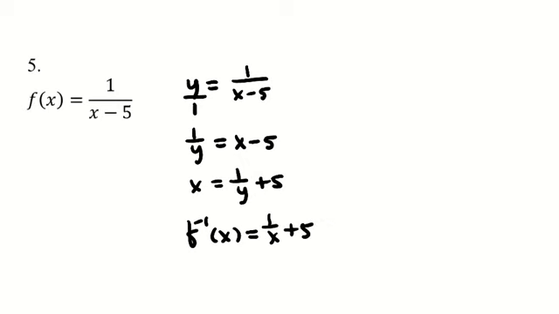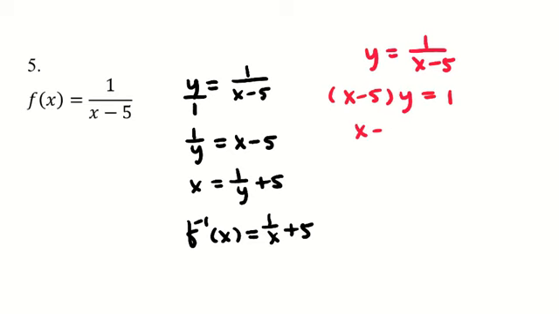But maybe you're not comfortable with that operation, right? You're like, oh, I'm not sure that works. What you could do instead is say y equals 1 over x minus 5, and then multiply both sides by x minus 5. So x minus 5 multiplied by y is equal to 1. And then if I want to get x by itself, I'm going to have to divide by y. So I've got x minus 5 equals 1 over y. And notice that these are the same thing. In black, I've got 1 over y equals x minus 5. In red, I've got x minus 5 equals 1 over y. They'll work out the same way.